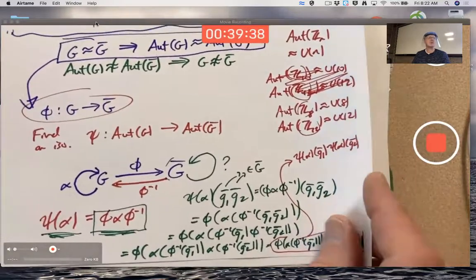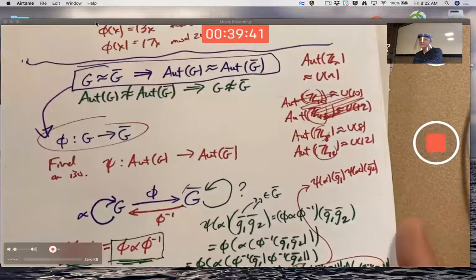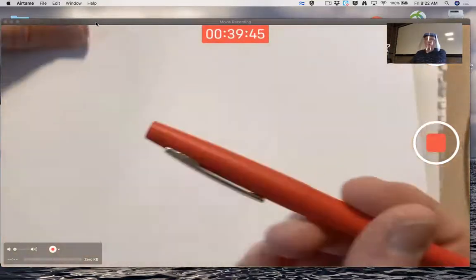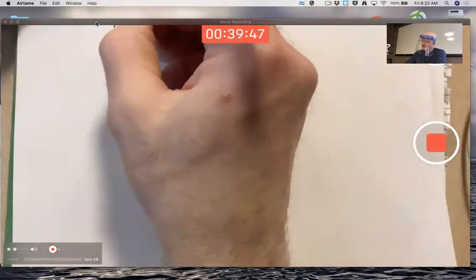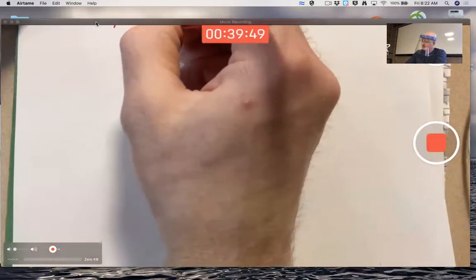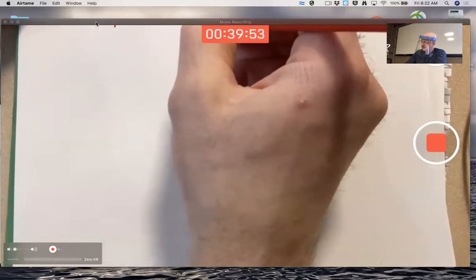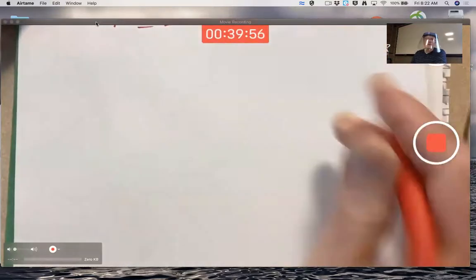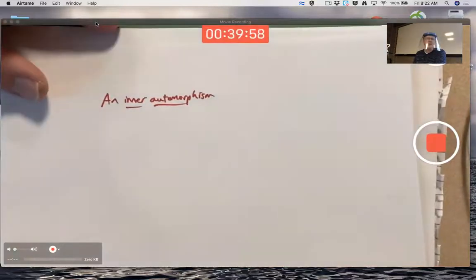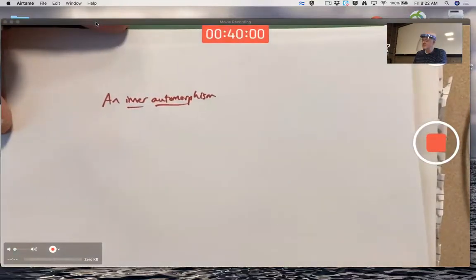What about those inner automorphisms that you read about, what we haven't talked about yet? An inner automorphism, sorry about that. An inner automorphism is an automorphism, but of special kind.